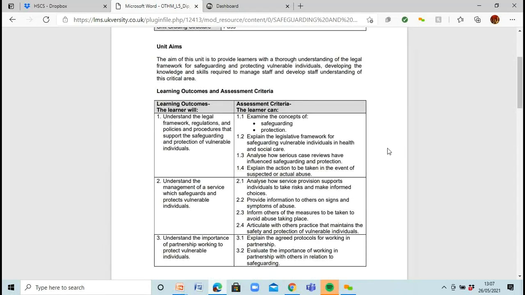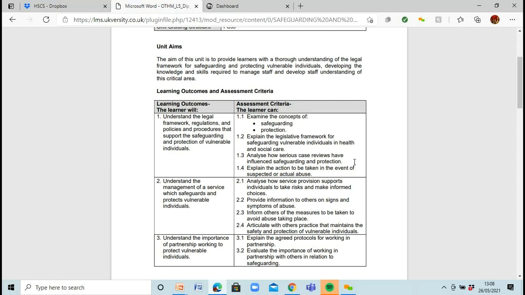We're going to look at learning outcome 1, which is understand the legal framework, regulations and policies and procedures that support the safeguarding and protection of vulnerable individuals. So 1.1 is going to examine the concepts of safeguarding and protection, nice and simple, just telling us what they are. 1.2 is explain the legislative framework for safeguarding vulnerable individuals in health and social care. 1.3, which is a bit of a longer one. It's actually, no, 1.2 is the longest, but analyze how serious case reviews have influenced safeguarding and protection.